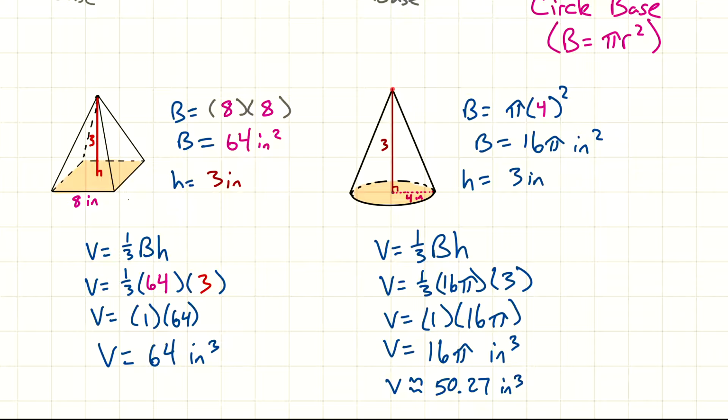All right, so that's kind of the general idea of how to find volume with a pyramid and a cone. You can see that it's basically the same. If I ask you for an exact answer, make sure you're prepared to leave your answer in exact form, which would be 16 pi. All right, so those would be good answers for both of those.